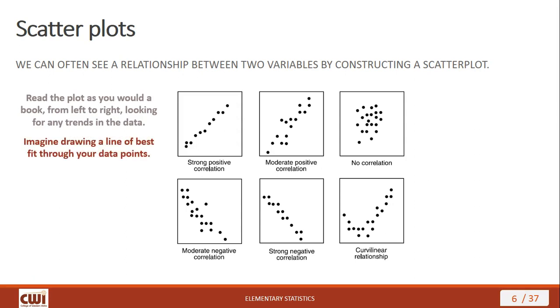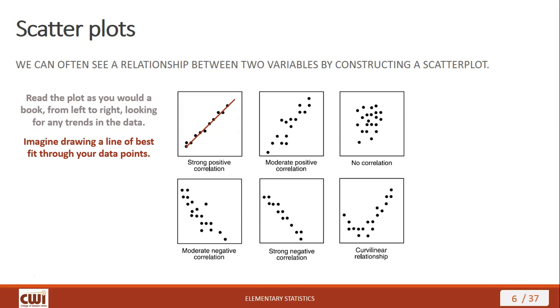What you end up doing as you go from left to right is imagining drawing a line of best fit through your data points. If we look, for example, at the first data set labeled strong positive correlation in the upper left corner of the 6 that we see here in the center of the screen, and draw a line that seems to best fit the data points, it would look something like this. Notice our line of best fit doesn't go through every single data point, but it seems to fit all of the data reasonably well and represents the general trend or pattern that we see in the data.